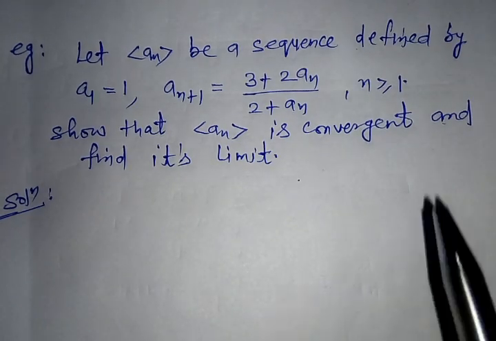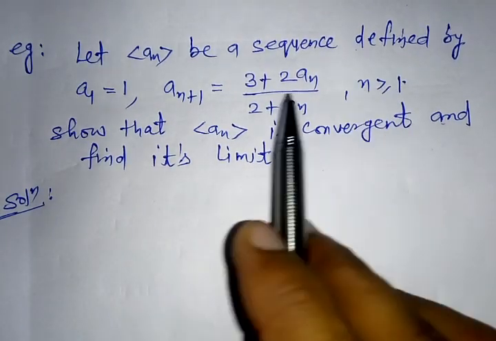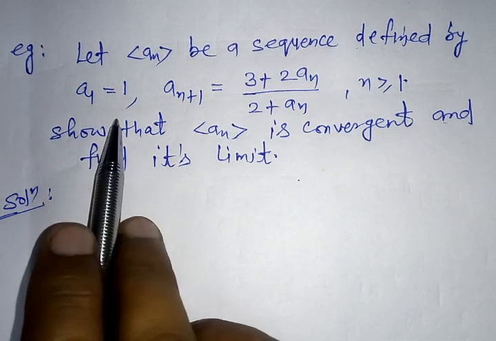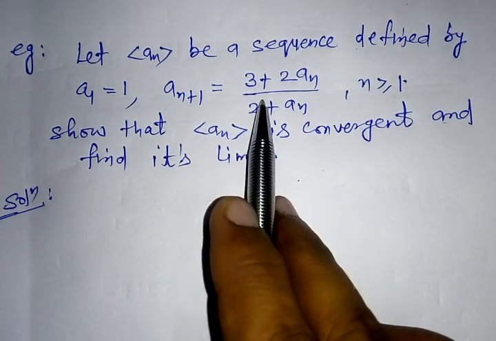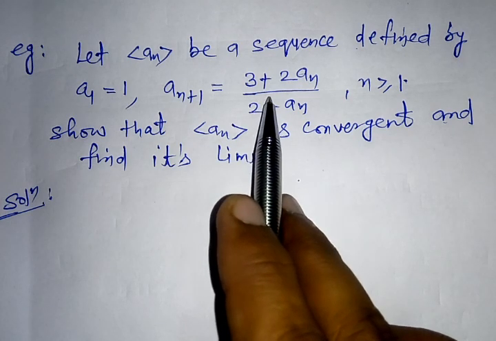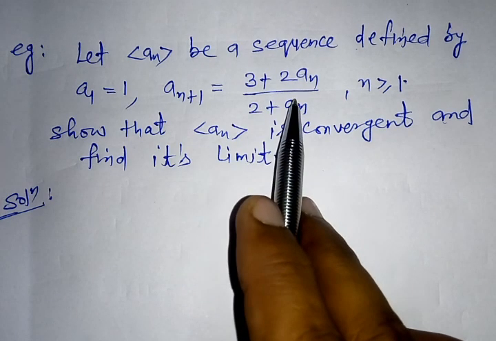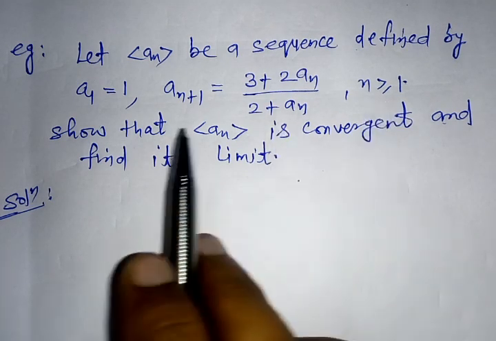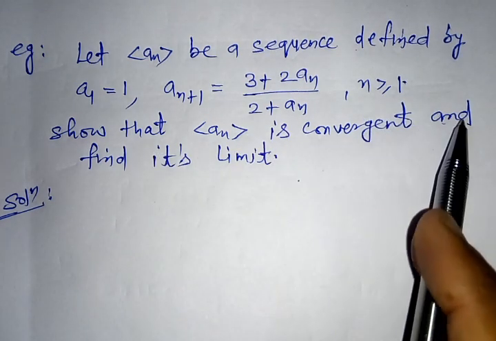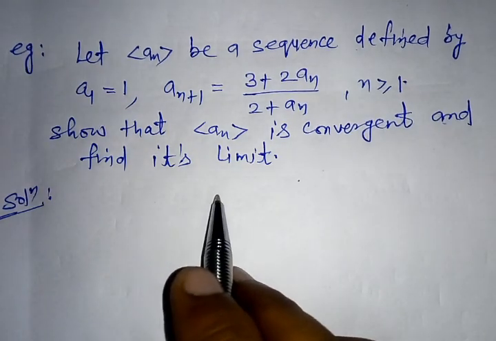Okay, another important example: let an be a sequence defined by a1 equal to 1 and an plus 1 equal to (3 plus 2an) upon (2 plus an) for n greater than or equal to 1. Then show that the sequence is convergent and find its limit.